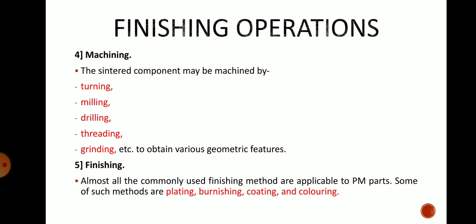Almost all the commonly used finishing methods are applicable to powder metallurgy, such as grinding, drilling, milling. Some other methods are plating, brushing, coating and coloring. You can do any kind of coloring, and you can do plating, that means another kind of coating, by the plating process. You can do burnishing, coating, coloring. All these processes can be done on the powder metallurgy part, and these are called secondary processes.